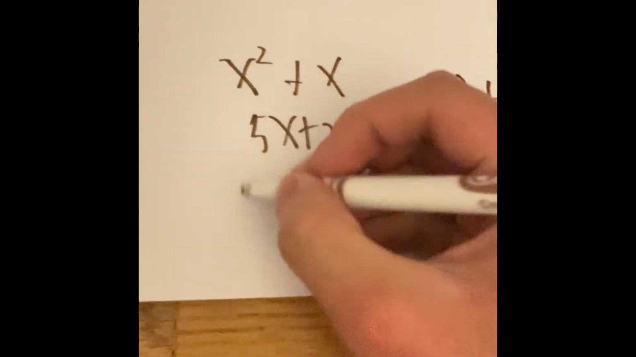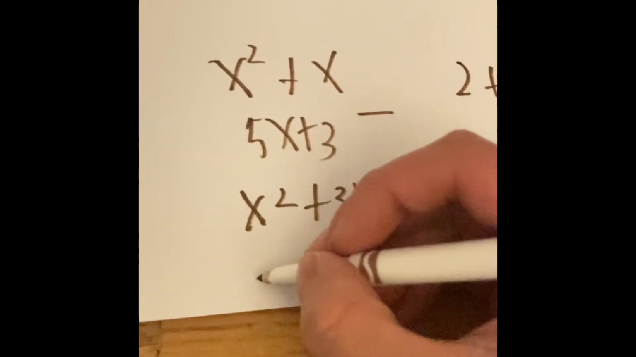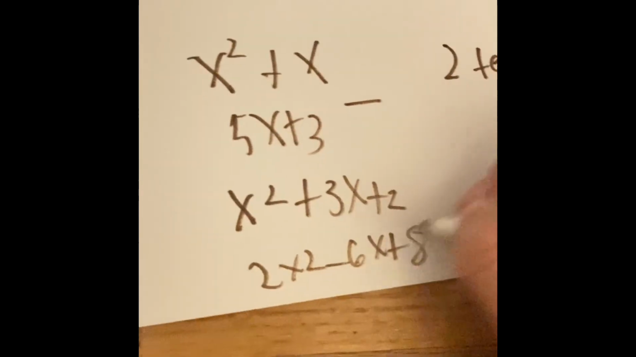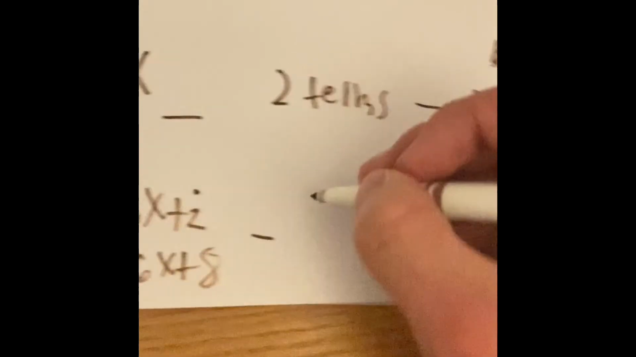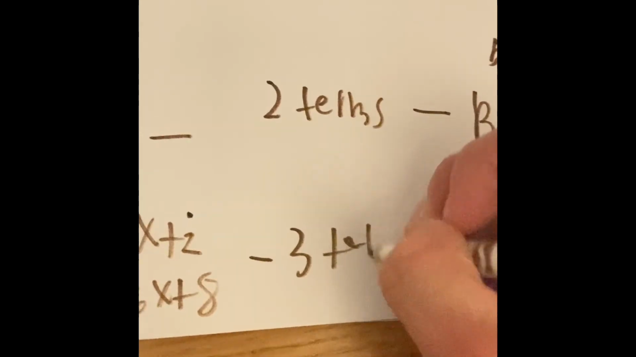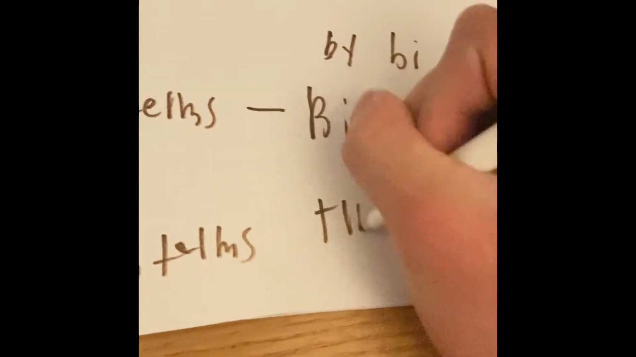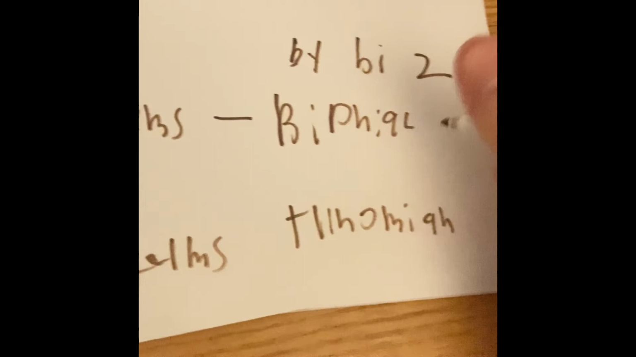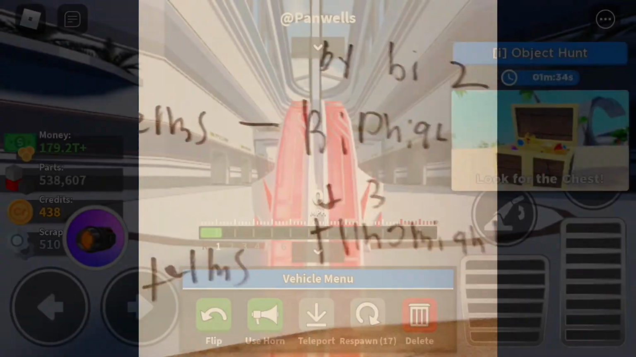If you have equations that look like x squared plus 3x plus 2 and 2x squared minus 6x plus 8, there are 1, 2, 3 objects on the field. That is known as 3 terms. And that is called trinomial. And tri means 3.